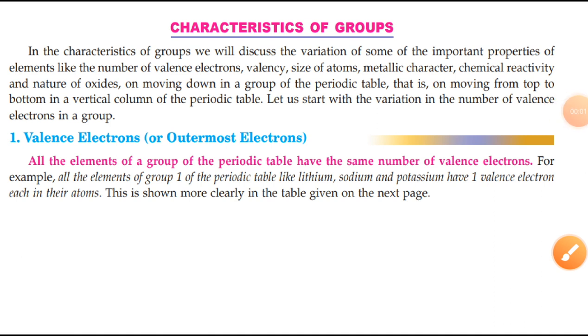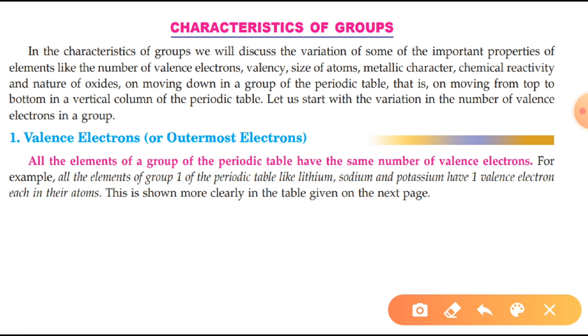Welcome back learners, we are studying chapter 5, periodic classification of elements. In the previous video we have studied characteristics of period in the modern periodic table, and now it's time to study the characteristics of group. In the characteristics of group we will discuss various properties like valence electron, valency, size of an atom, metallic character, chemical reactivity and nature of oxides on moving down the group.